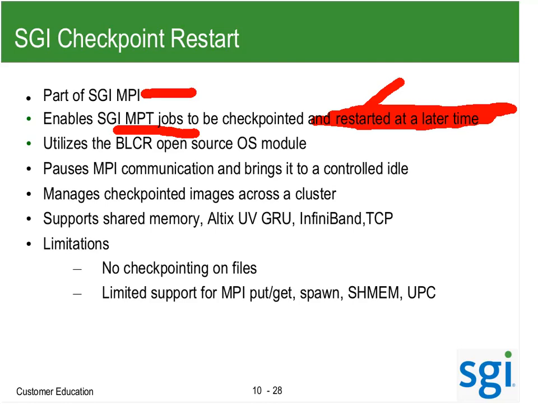So this is using the Berkeley implementation of Checkpoint Restart, and it will pause your MPI application and bring it into a safe state. We can't randomly checkpoint processes if they have open network sockets, but if we're all within the same NUMAlink system, then we are able to keep track of the open sockets across the cluster. And again, it is supporting the UV, and if we have a job that is sitting there in GRU and maybe InfiniBand, we can still checkpoint them.